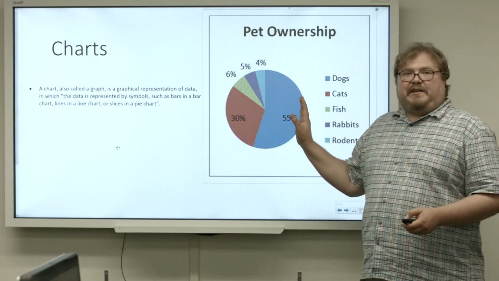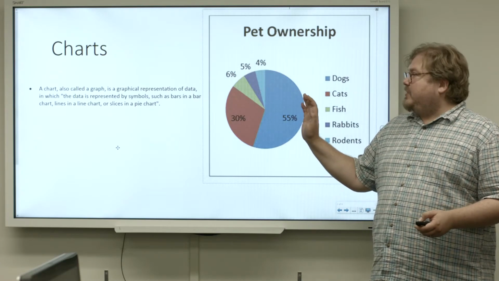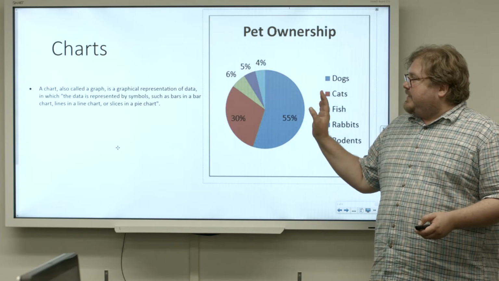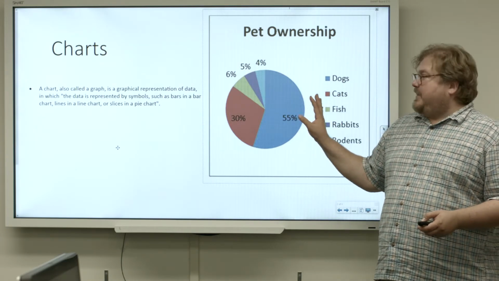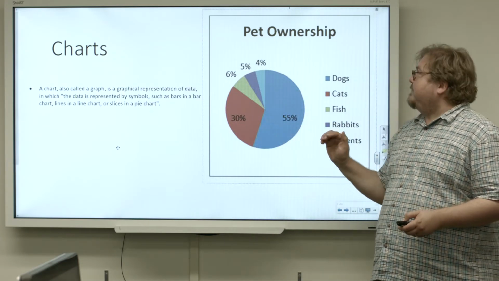One of the most simple kinds of charts you'll see is something like this. It's called a pie chart. It's just a graphical representation of data. It uses these kinds of symbols. In this case, it's percentage of the whole amount.